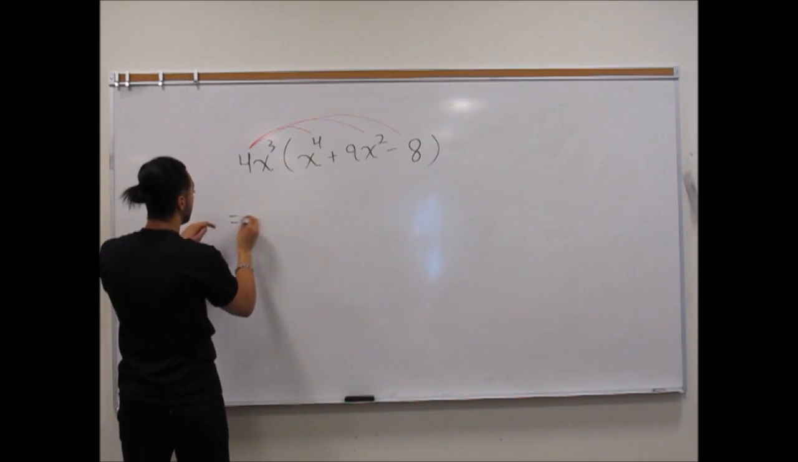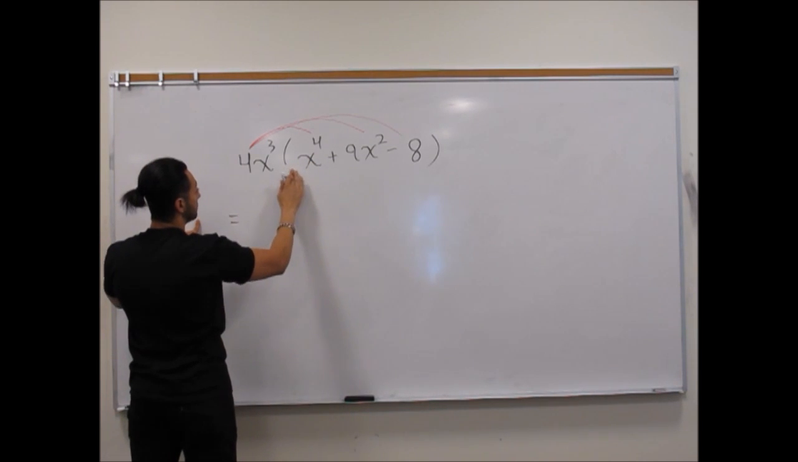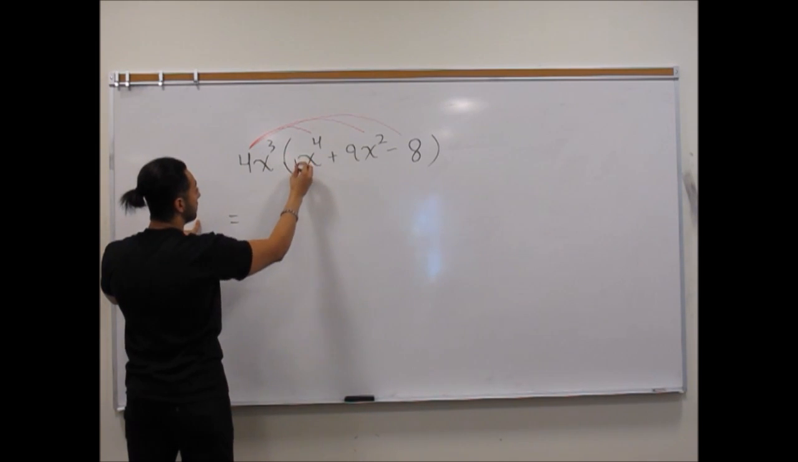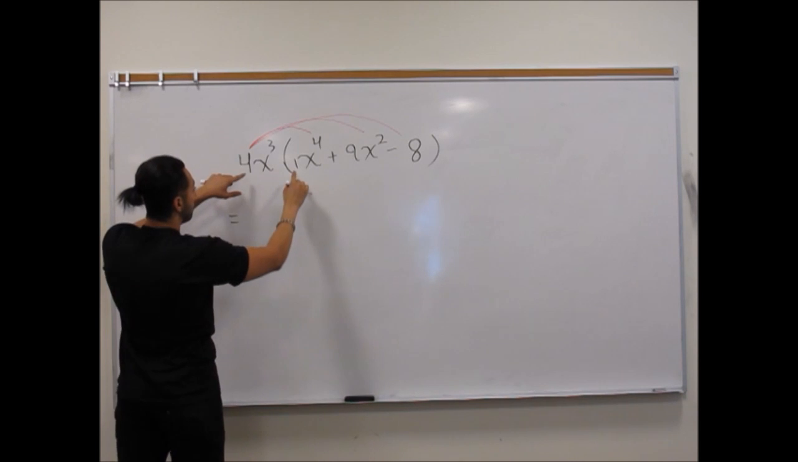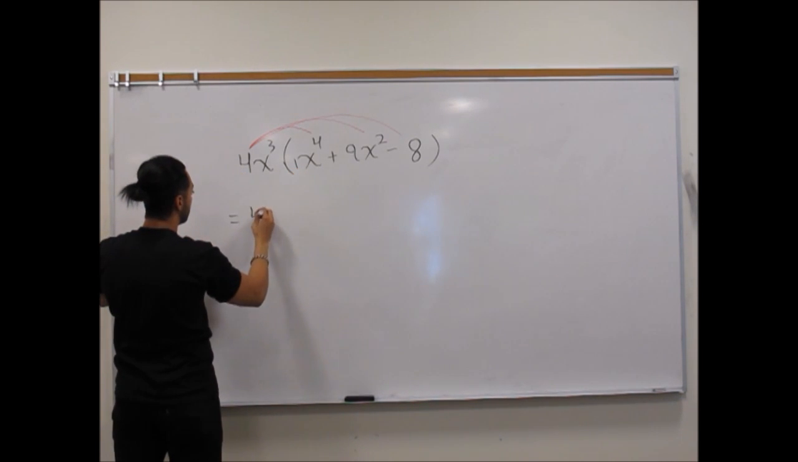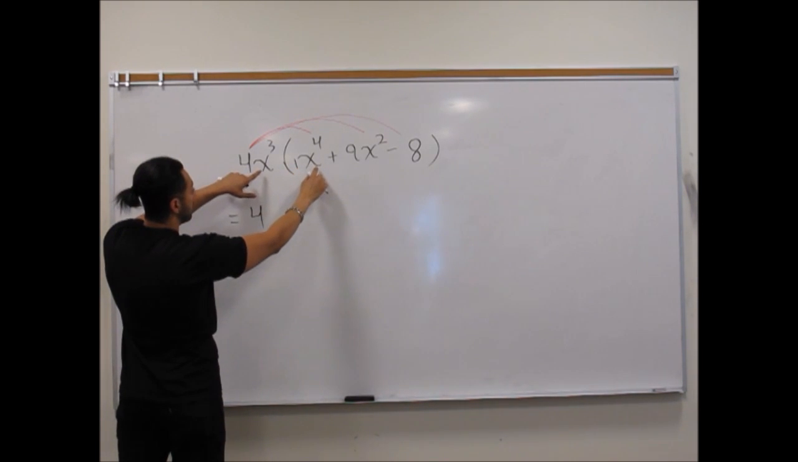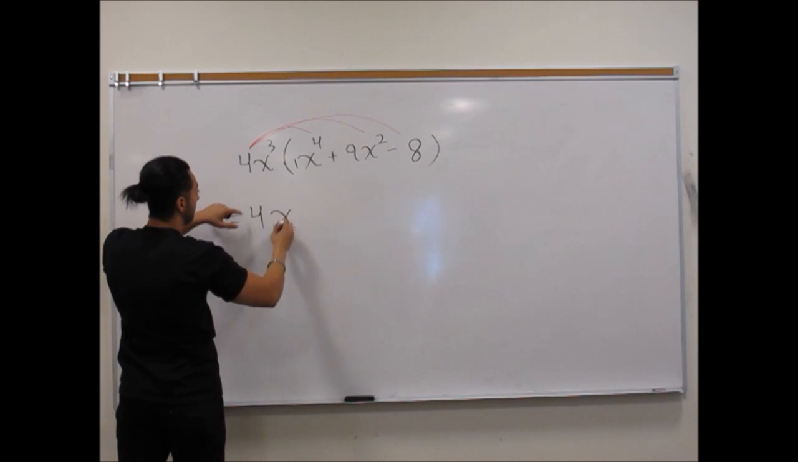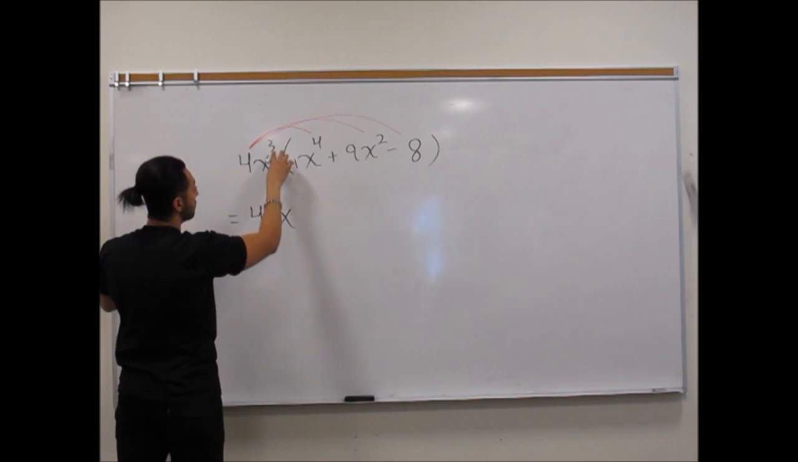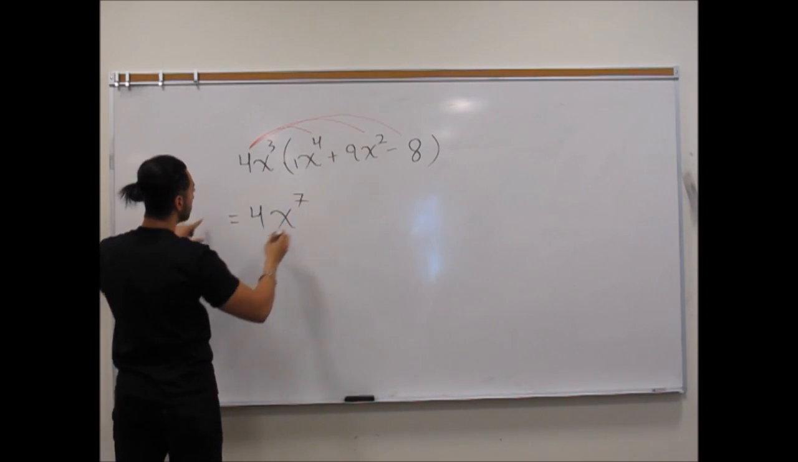So when we do that, I hate to be annoying, but there's a 1 in front of here. So 1 times 4 is 4. Then worrying about the variables, when you multiply variables together, you add their exponents. So 3 plus 4 is 7.